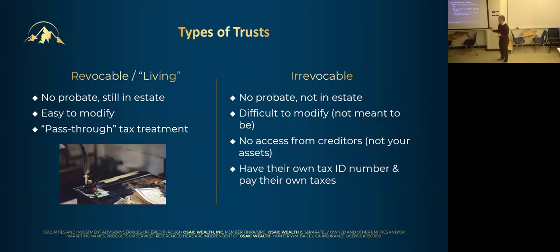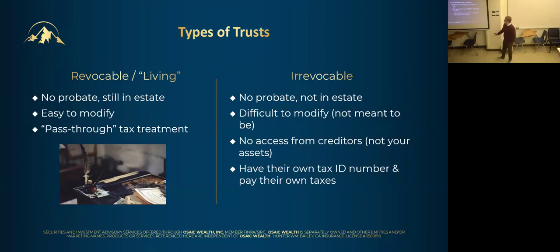It skips probate, which is nice. So if you want an easy way for assets to just not go through probate, a living trust is the way to go. If you want something easy to modify, like you're not fully sure on exactly how everything is going to play out, a revocable or living trust would be the way to go. But again, those assets are still within your estate. It's not removing it from your control. It's still something that you have access to.